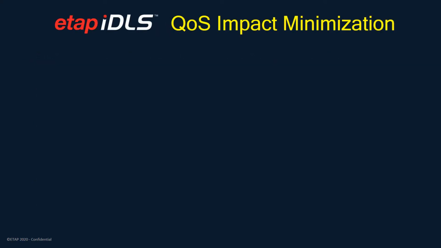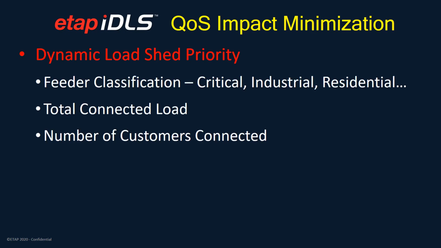The ETAP iDLS solution provides tools and capabilities to minimize the impact on quality of service. Dynamic load shed priority is one of the tools. The iDLS allows you to classify customers and feeders such as critical, industrial, residential. Priority can then be adjusted based on the type of customer. The iDLS allows you to track total load connected and number of customers connected per feeder.